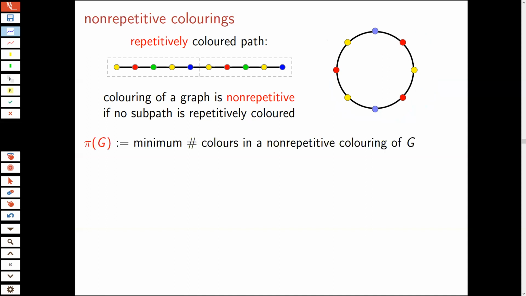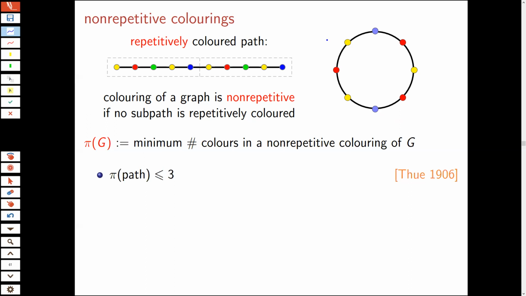Now, before I get to the origins, the definition that we care about is pi of G, the minimum number of colors in a non-repetitive coloring of G. Now the origins are Thue's theorem from 1906, which says that paths are non-repetitively 3-colorable. If you haven't seen this before, it should strike you as an amazing theorem, because these paths are arbitrarily long, and you have to exclude repetitively colored subpaths of any length.